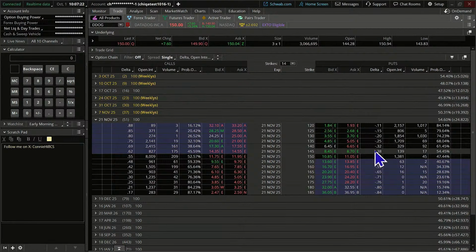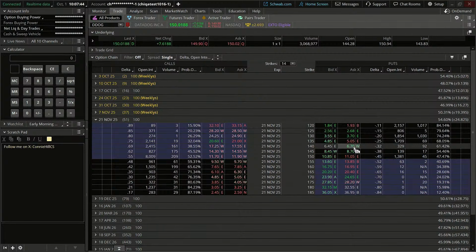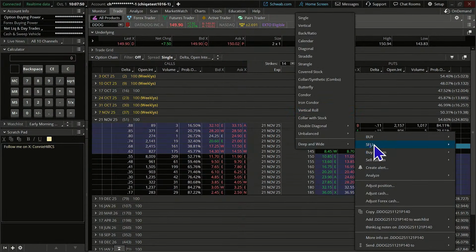In this one, let's look at 140 and 135. All right, we can see there's decent open interest out here. That leads to tight spreads between the bid and the ask price. So 6.45 by 6.65, there's a 20-cent spread there. So it looks to be very efficient for us. All right, let's go ahead and just do a sell vertical.